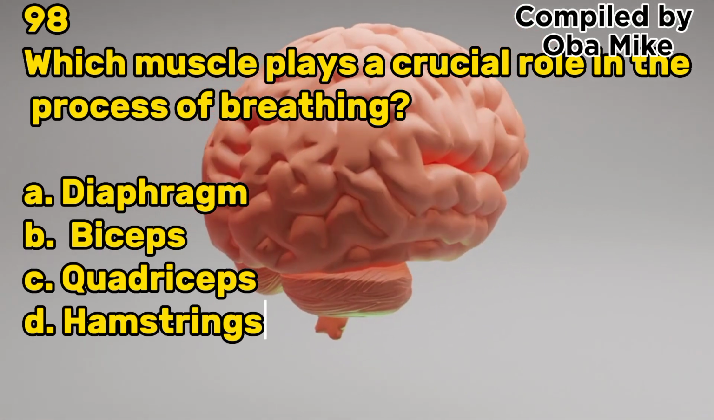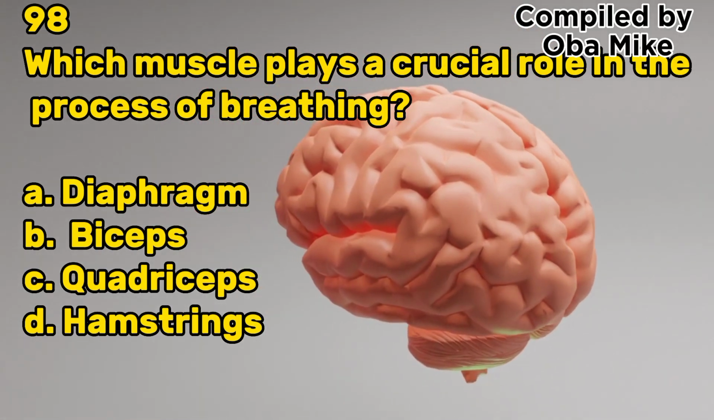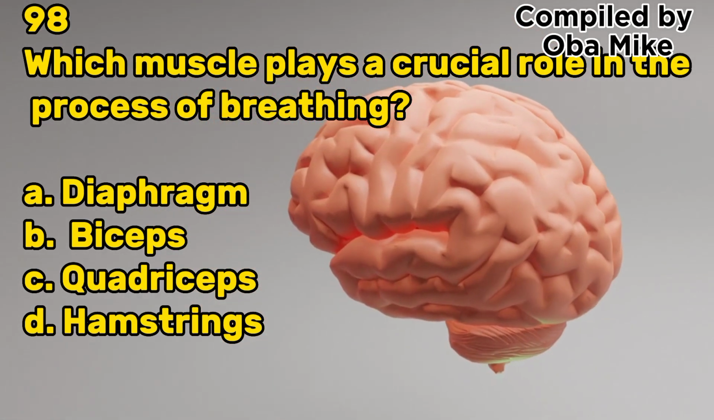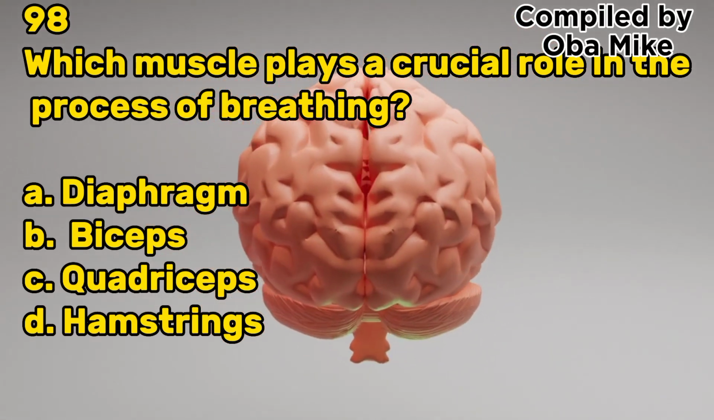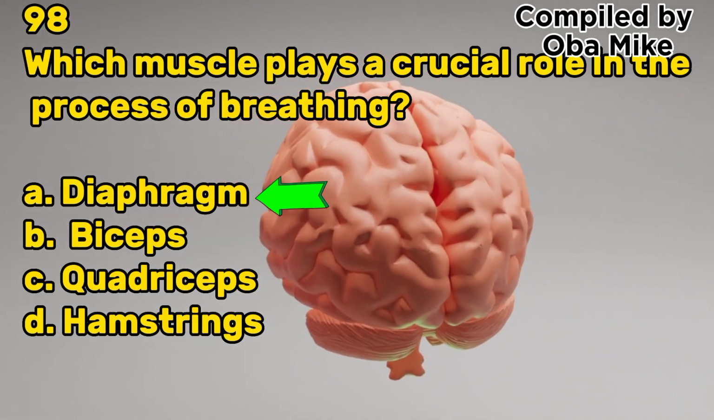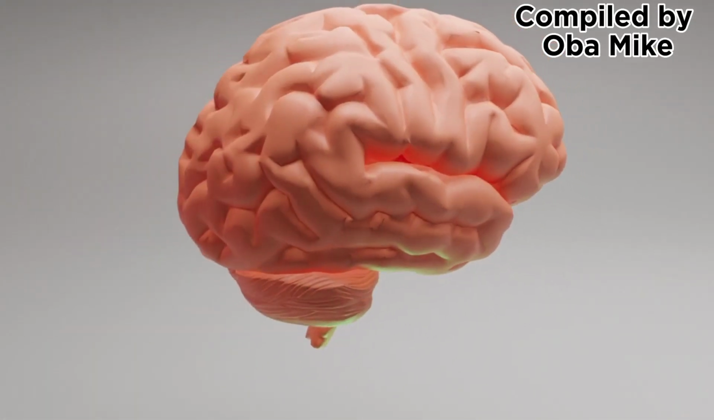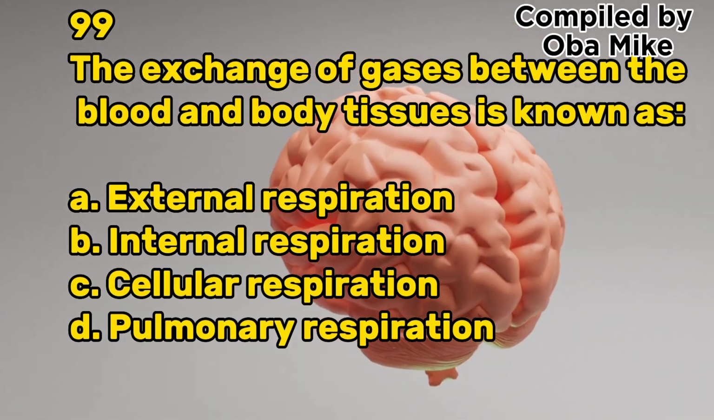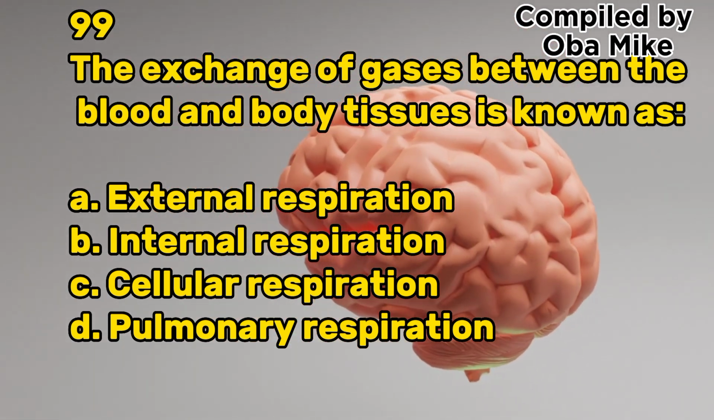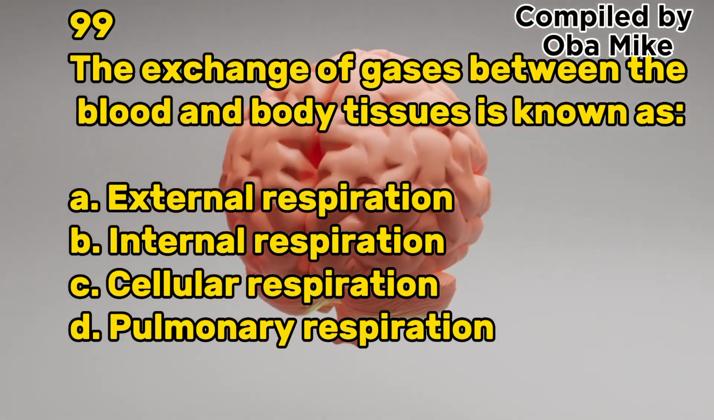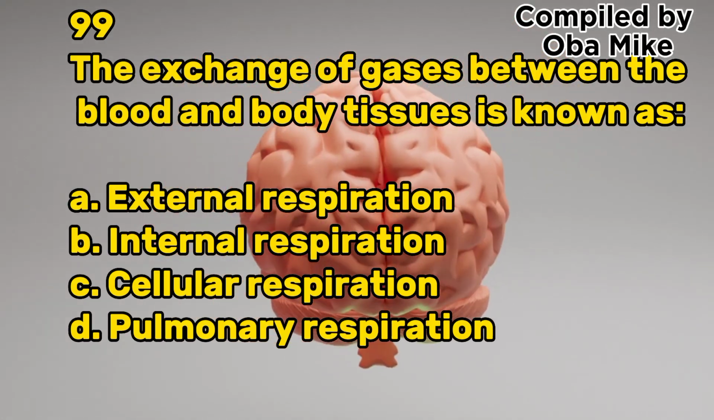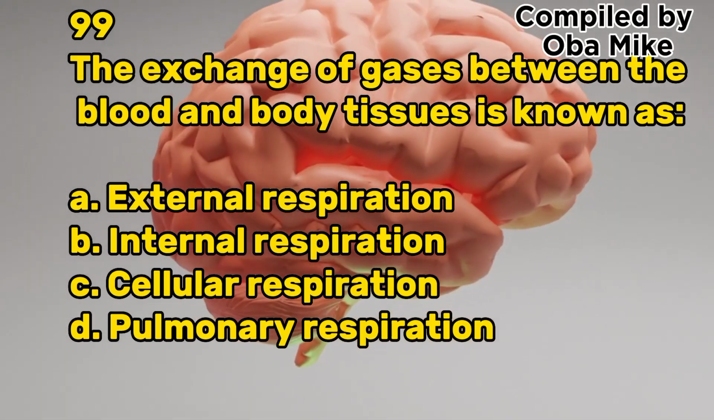98. Which muscle plays a crucial role in the process of breathing? A. Diaphragm. B. Biceps. C. Quadriceps. D. Hamstrings. 99. The exchange of gases between the blood and body tissues is known as A. External respiration, B. Internal respiration, C. Cellular respiration, D. Pulmonary respiration.